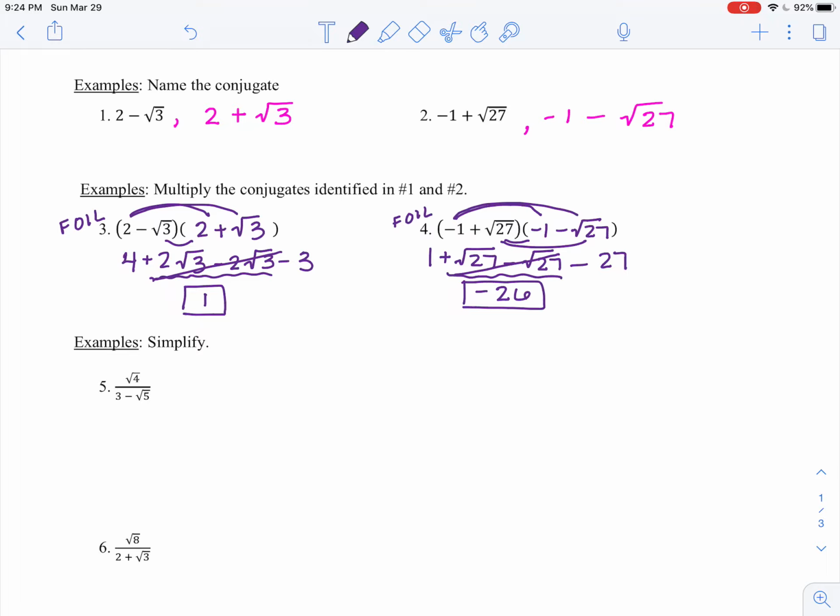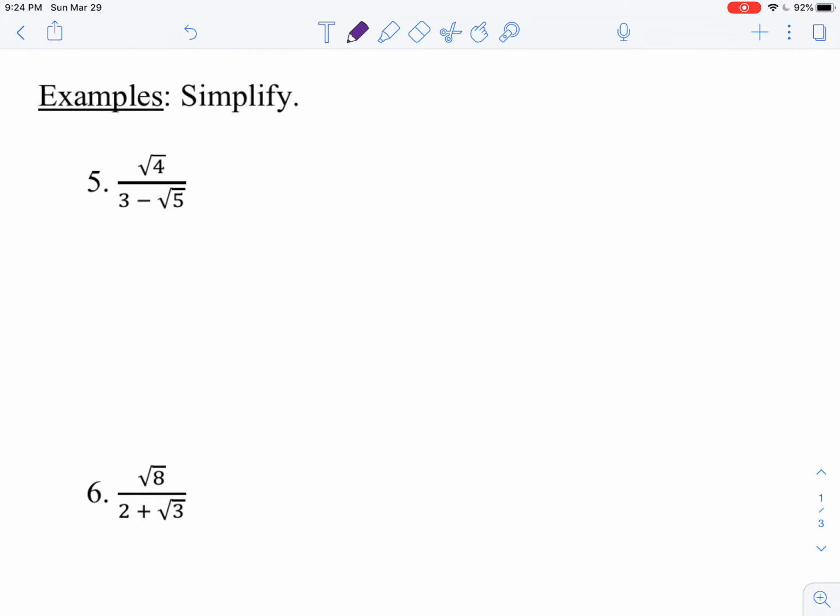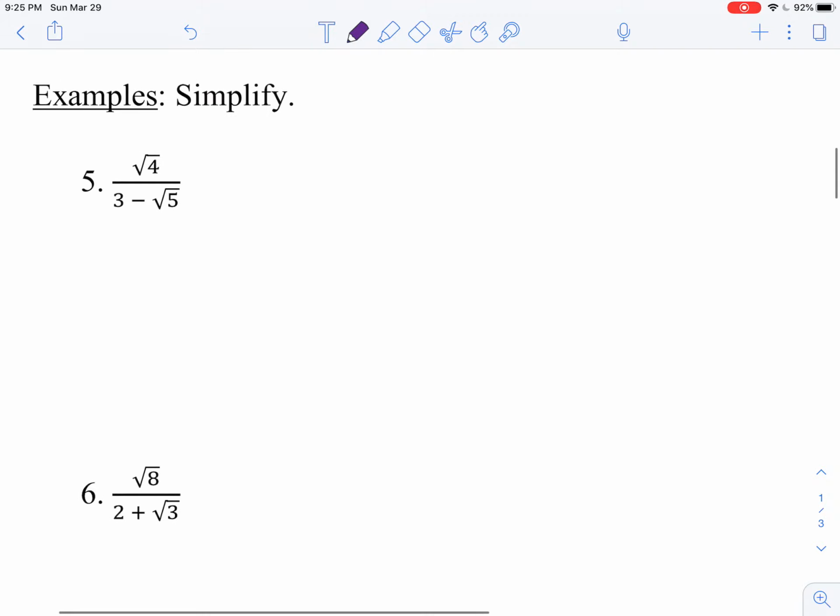So let's take a look at simplifying a fraction, or rationalizing, where we have that binomial in the denominator. In question number 5, we have the square root of 4 over 3 minus the square root of 5. Let's reduce that square root 4 first. We all know that 4 is a perfect square number. Its square root is just 2.